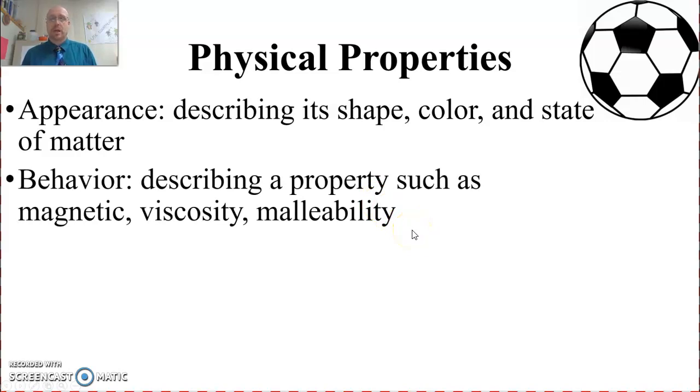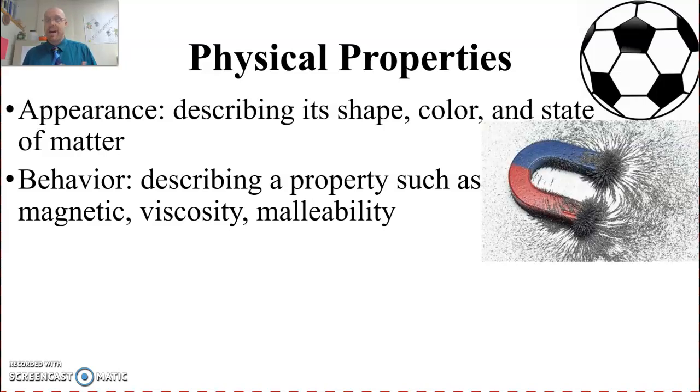Another physical property that we talk about is behavior. What is it doing? Describing a property such as it being magnetic, the viscosity of an object, the malleability. Just know malleability is the ability to be bent or shaped. Okay?